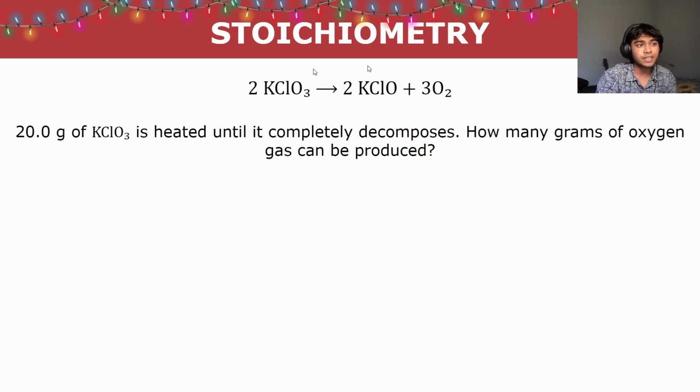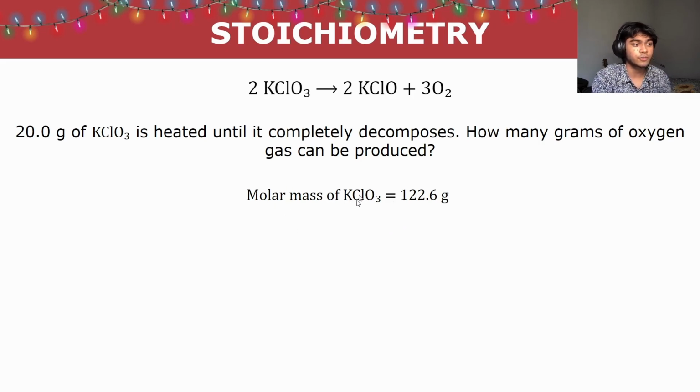Now, using our reaction here, we know that the stoichiometric coefficients tell us that for every 2 molecules of potassium chlorate that you have, you're going to form 3 molecules of oxygen. So since you're given 20 grams of potassium chlorate, you need to somehow use that information to find out how many grams of oxygen gas can be produced. And your first step in most stoichiometric problems is going to be converting mass to moles. Moles, so let's do that first.